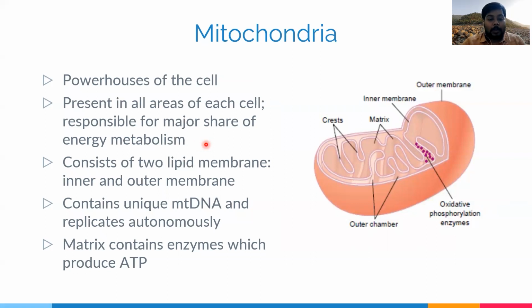The mitochondria has two lipid membranes, the inner mitochondrial membrane and the outer mitochondrial membrane. The mitochondria is unique in the fact that mitochondria can autonomously divide and also contain mitochondrial DNA, which also autonomously replicates. The inner matrix of the mitochondria consists of various enzymes which produce the energy currency of the cell, ATP.